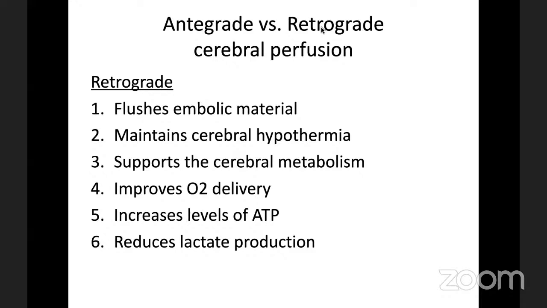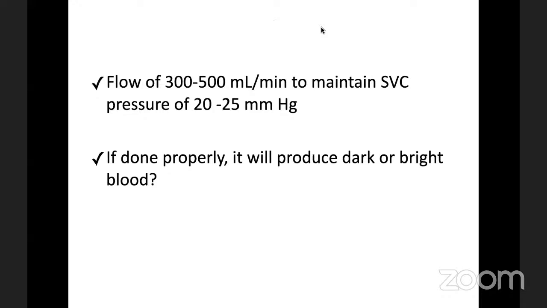It flushes embolic material. It maintains cerebral hypothermia. It supports the cerebral metabolism. It improves the oxygen delivery to the brain, increases the levels of ATP and reduces lactate production. The flow is going to be 300 to 500 ml per minute to maintain an SVC pressure of 20 to 25 mmHg. And if it is done in the right way, do you think it's going to produce dark or bright blood?